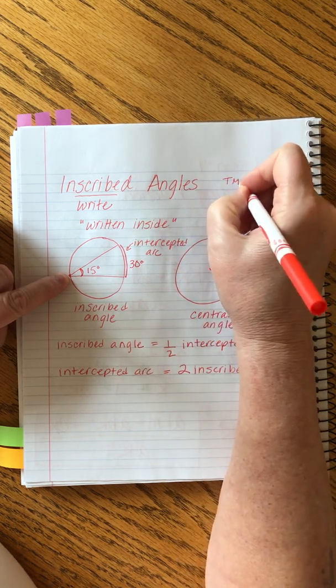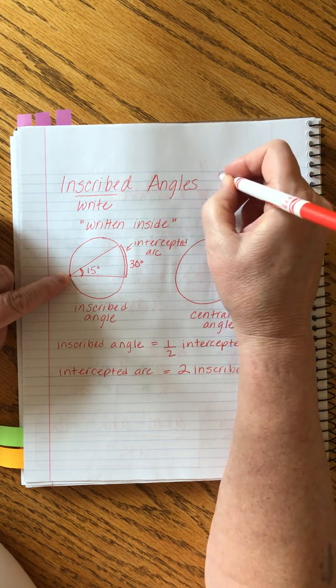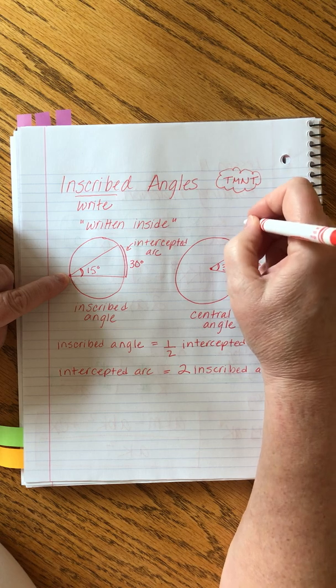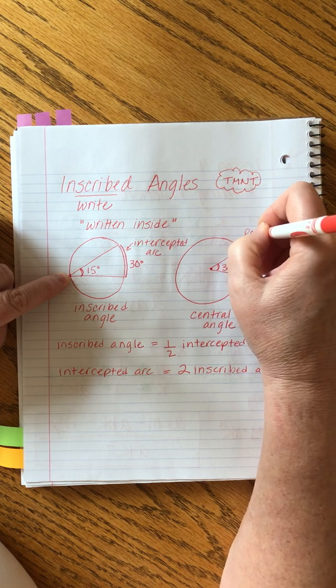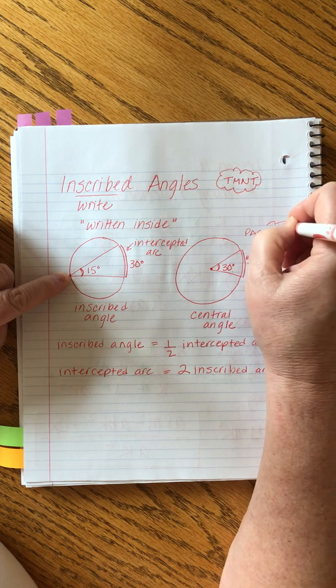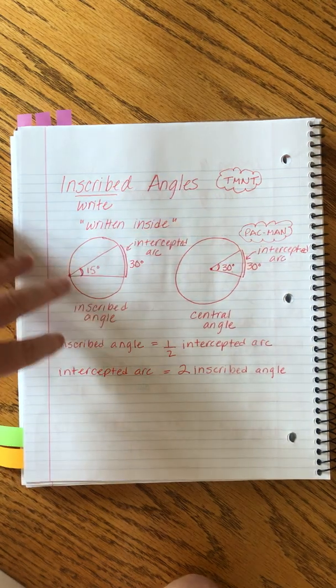Teenage Mutant Ninja Turtle. Okay? Central angle is a Pac-Man. I think he's hyphenated, isn't he? Okay? That will help you remember the difference.